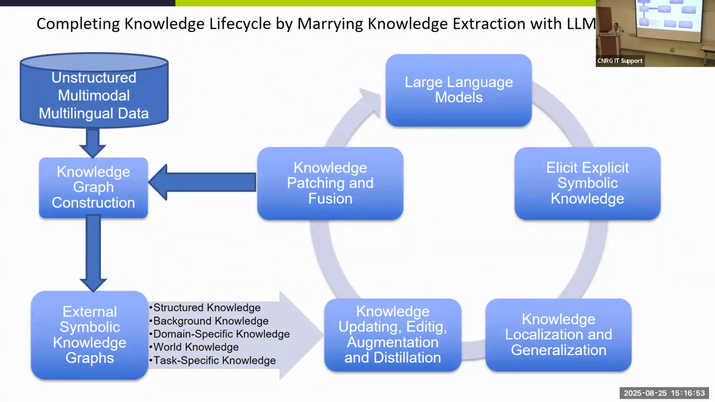So the idea is that once we have a lot of unstructured data, like papers, we can construct this kind of knowledge base, knowledge graph, and then we can feed this kind of symbolic knowledge back into the LM to update the LM's parametric knowledge. And then once we have a better LM, we can use the LM to do better extraction. So this will be the proposed knowledge life cycle.